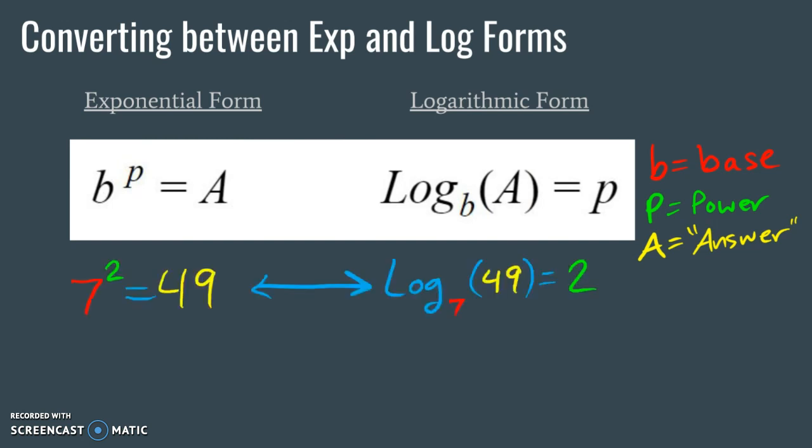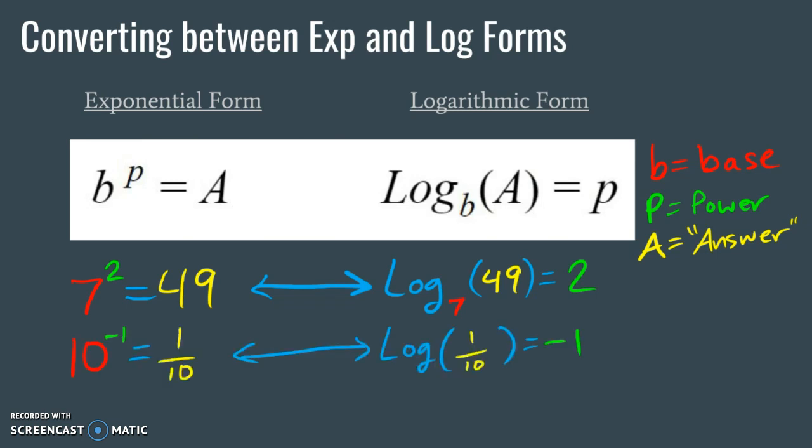So let's take a look at this first example. 7 squared, 7 raised to the second power, equals 49. But that also means log base 7 of 49 equals 2.